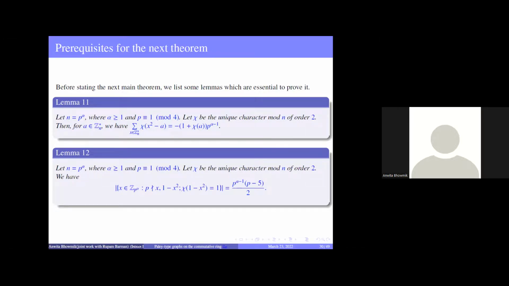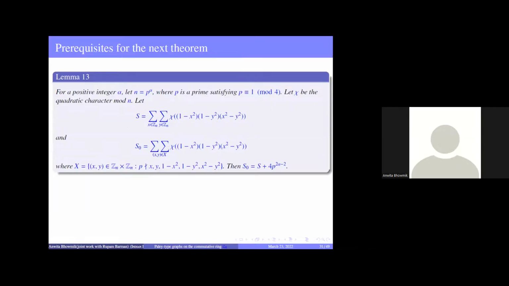The next is if I want to calculate the cardinality of this set: x in Zn, where n is p to the power alpha, such that x belongs to Zn star. So p does not divide x is equivalent to saying that x is in Zn star if n is p to the power alpha. So x is in Zn star and 1 minus x square is also in Zn star, such that chi of 1 minus x square is 1. So 1 minus x square is again a square in Zn star. The cardinality is given by this value.